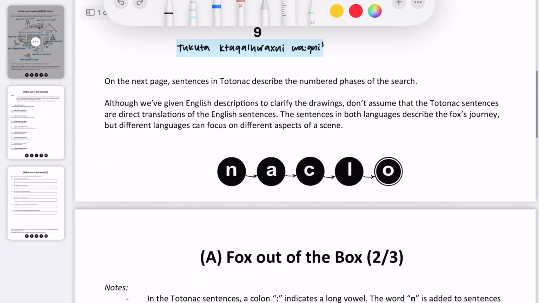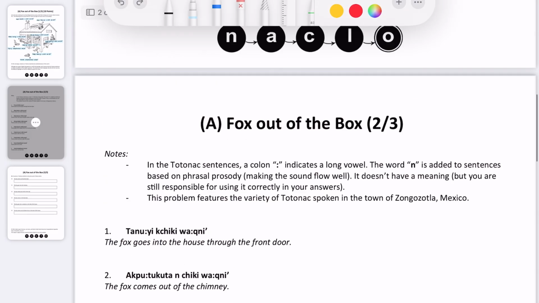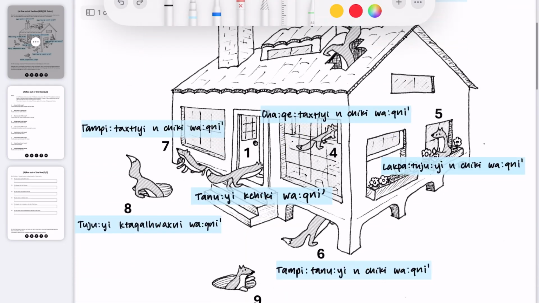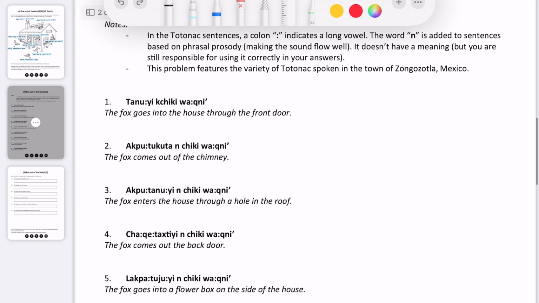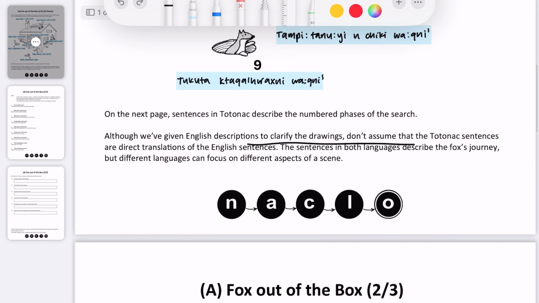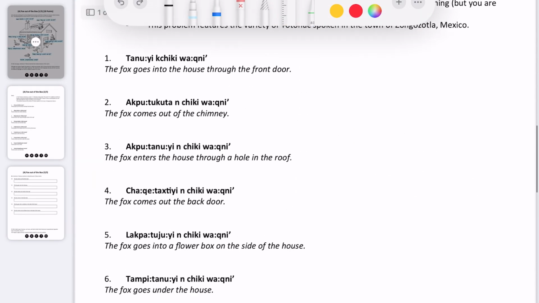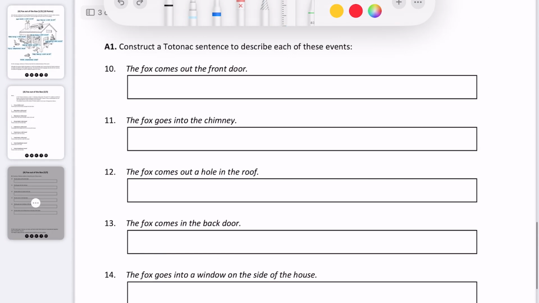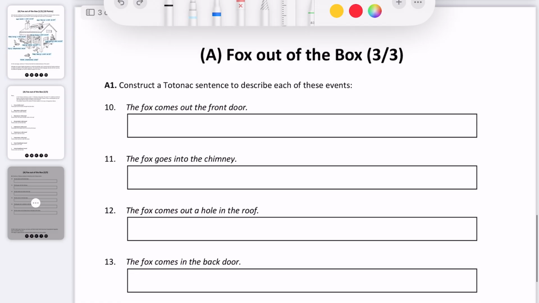Down here we have some sentences in Totonac, and each of these sentences describes one of the positions of the fox. So this sentence number 1 would correspond to the first position, and I've copied it over just for convenience. And then we have 9 of these sentences, and below each of the sentences is an English, not necessarily direct translation, as they say. You're not supposed to assume that they're direct translations. It's kind of just to clarify the position that they're in, but it's not necessarily going to be word for word the same thing. And then the problem is to construct a Totonac sentence to describe each of these events and basically just translate from English into Totonac.